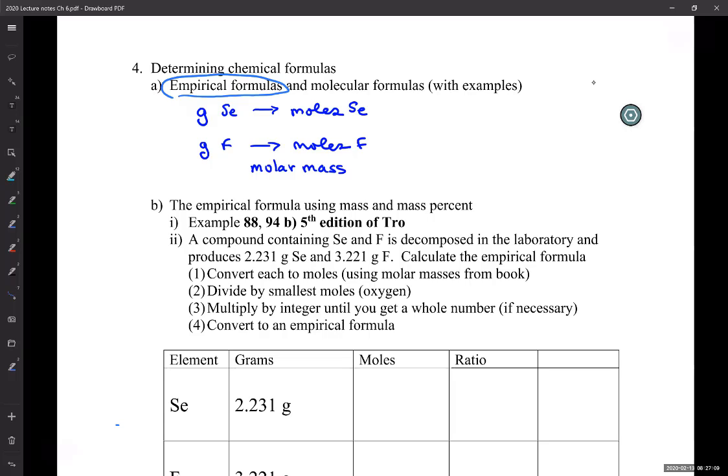Now, if we want the atom ratio, what a lot of people feel like they have to do, and it still works, but you don't have to do it, is go to atoms of selenium and atoms of fluorine. And then from those two numbers, you can get the ratio, because you know the atoms of one kind of element and the atoms of another. To get the empirical formula ratio, you just divide. And to do this calculation, you guys remember what that number is called? Avogadro's number, yeah.